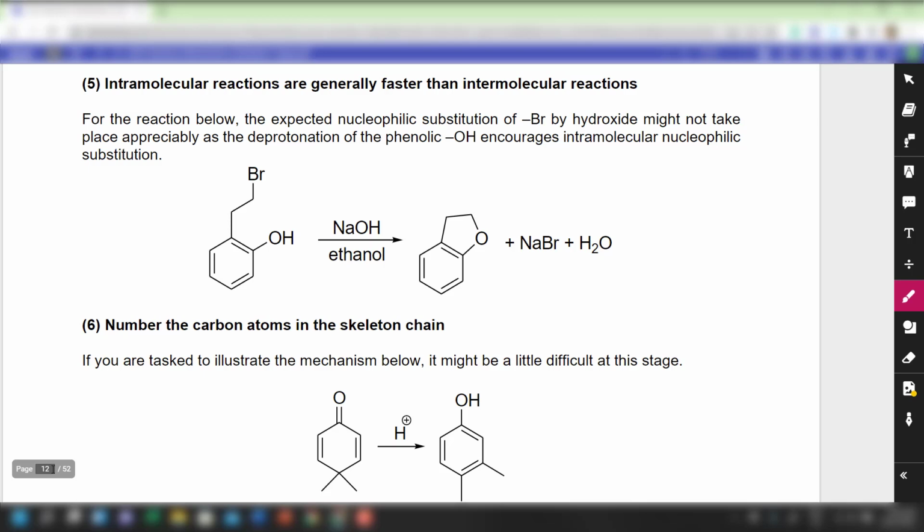And this is also the basis of catalytic reactions. When you have a catalyst, generally the catalyst is able to hold the two molecules as though they are one singular species, and the reaction will therefore be more intramolecular-like than intermolecular-like.